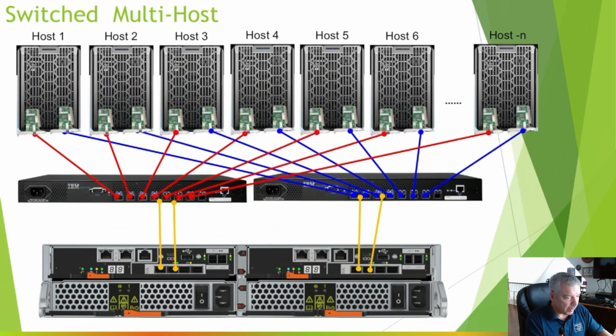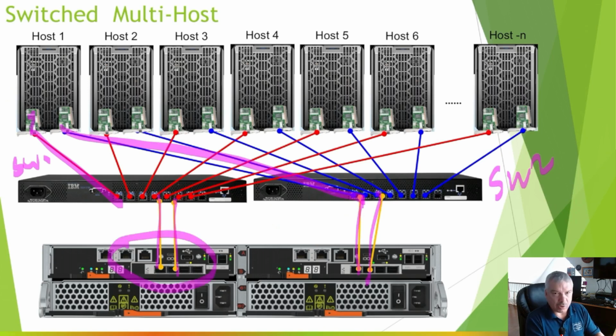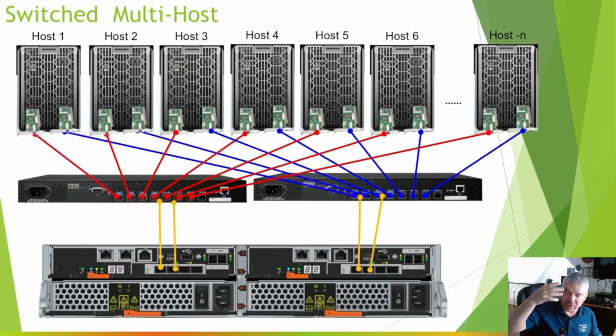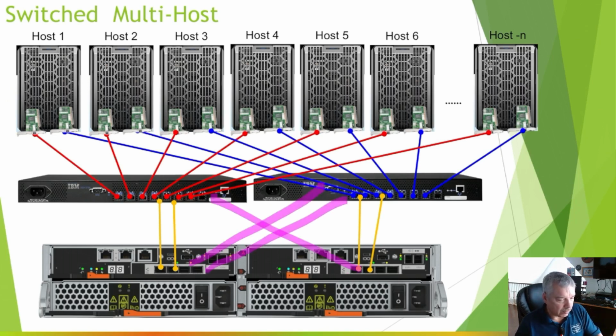Okay, and then again, you get your, we'll say, switch 1 and then switch 2. Your first adapter goes to the first switch, the second adapter to the second switch, and then you wire your controllers into the switches. Now you notice I have controller A going to the first switch and controller B going to the second. Now you have to look at your storage and see if it's capable of doing this.